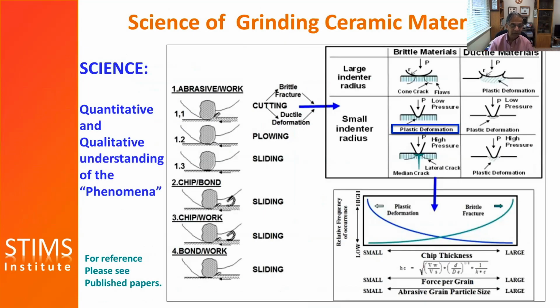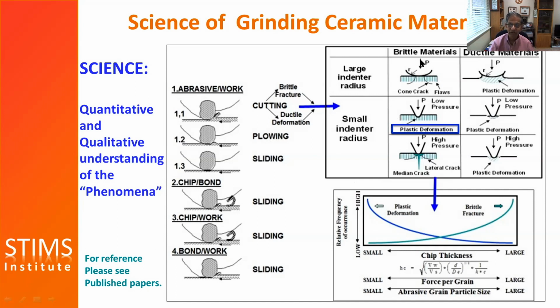In the grinding of ceramic materials, the same interactions have to take place. The only difference is that the grain-work interaction can be cutting, which will lead to brittle fracture or ductile deformation. There is hardly any plowing, or there will be a lot of sliding. And this is from the literature. The whole thing you can get from the reference for this.